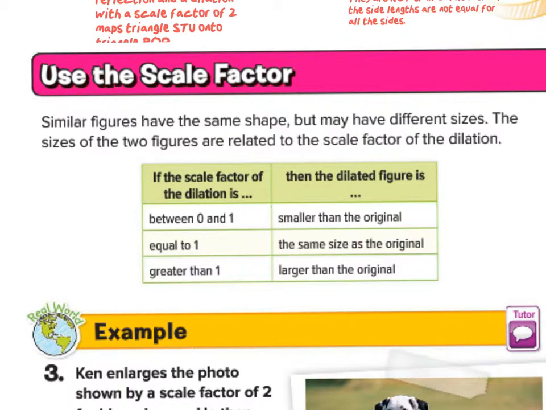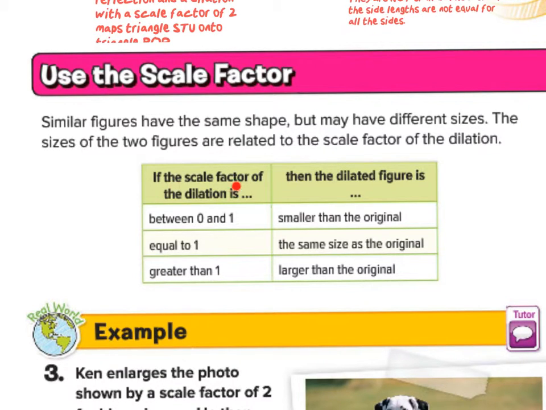So, to clarify, similar and congruent are not the same word. For a congruent shape, you would have to have the same size, angle, and length. But for similar figures, they may have the same shape, but may have different sizes. The sizes of the two figures are related to the scale factor of a dilation, meaning all dimensions or all the side lengths must be proportionally equal.